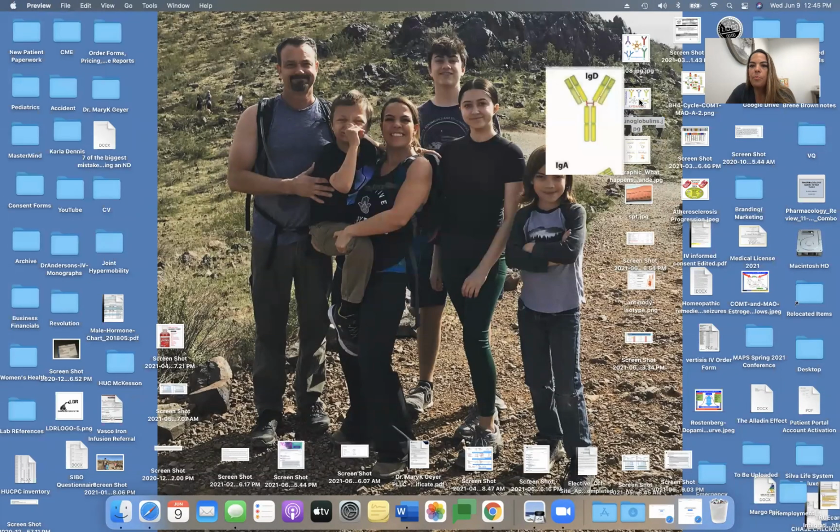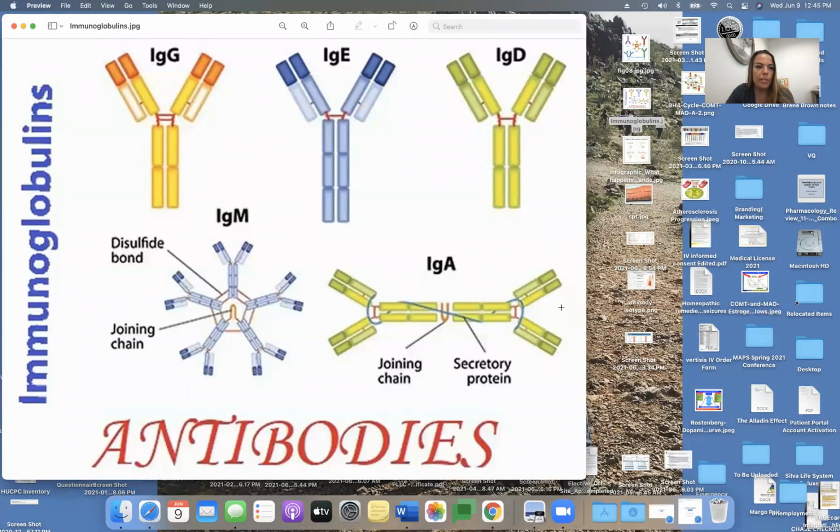Here's another really pretty picture. You can see them not quite as blurry of the different immunoglobulins. And these are antibodies, again, IgG, IgE, IgD. You can see what an IgA looks like right here. And then those IgMs, which look quite different.